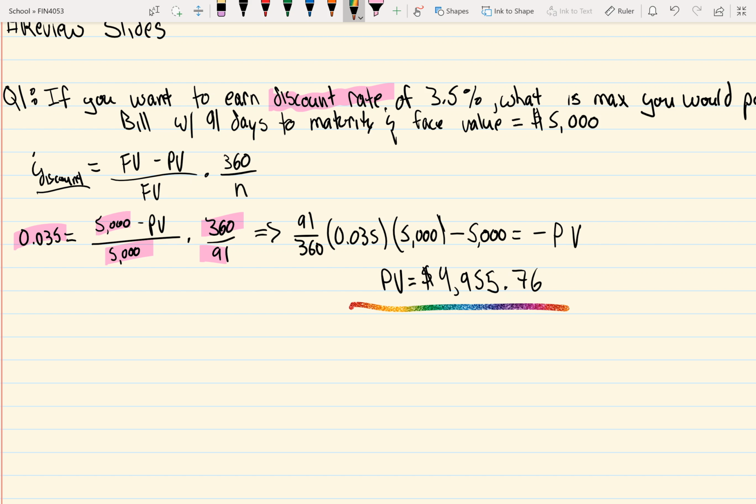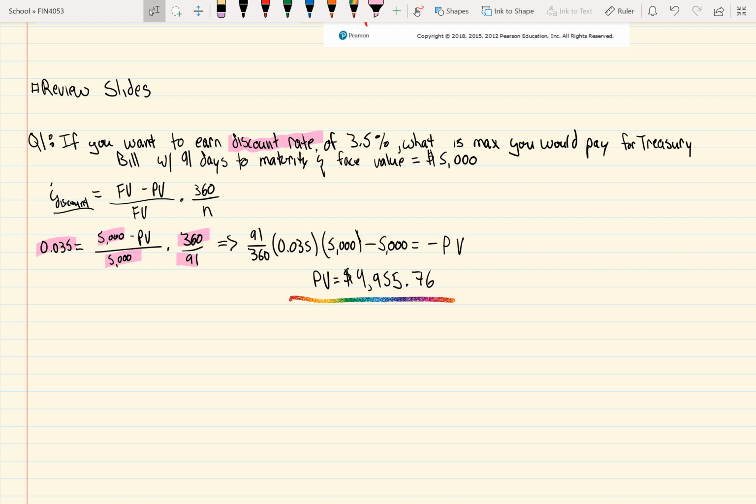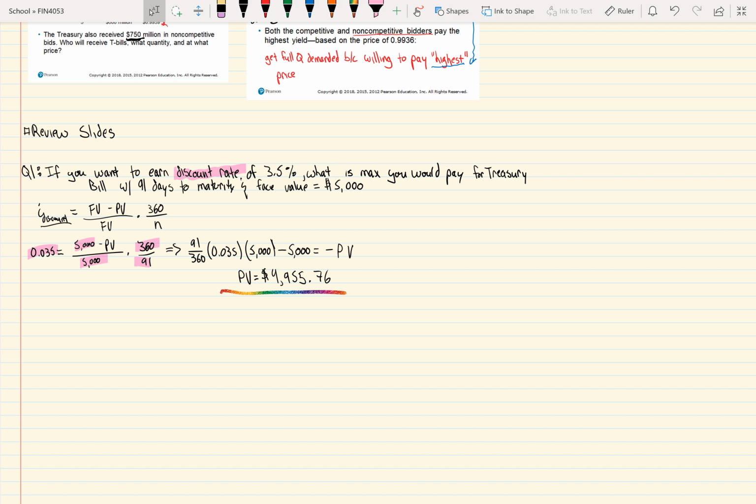So again, it's just depending on the wording of the question, you're going to have to solve for different things, but it's all based on these two equations. And just again, please remember the discount corresponds to 360 days, and the investment rate corresponds to 365 days. So that's all I have for this chapter. Again, the quantitative problems are not difficult. Just please review the slides. Let me know if you have any questions.